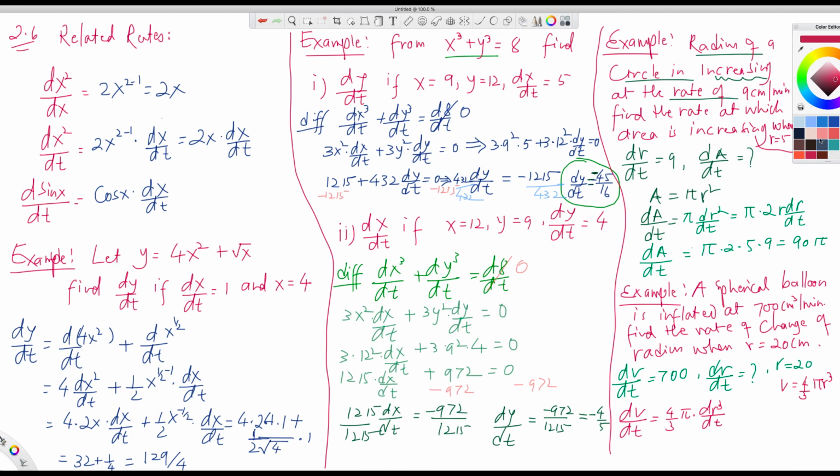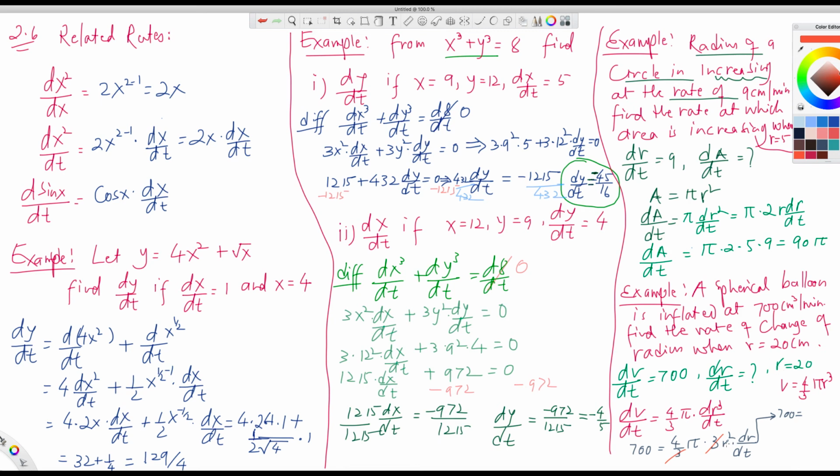So dV over dt is given as 700, right? So write down 700 equals 4/3 pi. What is the derivative of r cubed with respect to t? They don't match, so it will be 3r squared times dr over dt. You see that? So 700 equals 4, so this 3 and 3 will cancel out. What is left is 4 times pi r squared.